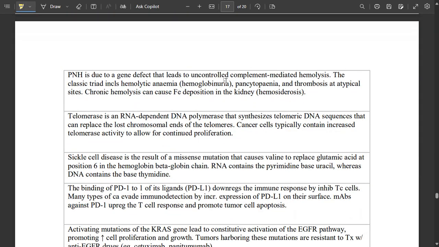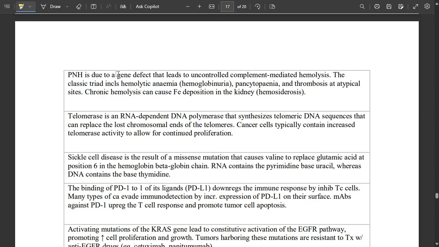All right, PNH. So PNH is paroxysmal nocturnal hemoglobinuria due to a gene defect, the PIGA gene, that leads to uncontrolled complement-mediated hemolysis. Complement-mediated hemolysis especially occurs during sleep because of a relative hypoxic state during sleep, and the PIGA gene codes for proteins like DAF, decay accelerating factor, which helps in inactivating the complement proteins, and is deficient. Therefore, there is uncontrolled activation of complement proteins, and therefore hemolysis occurs, especially at night, resulting in nocturnal hemoglobinuria.